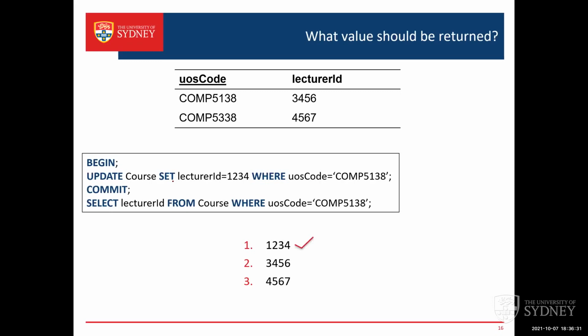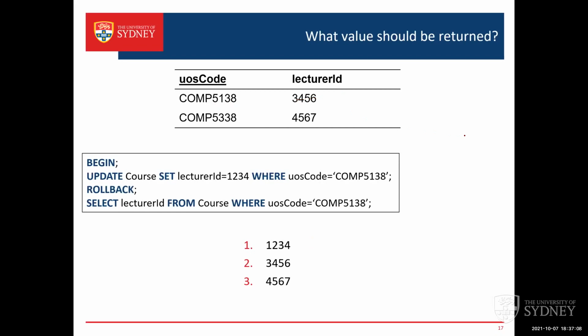Why? Probably understood. Lecturer ID equals 1, 2, 3, 4, where the course equals COMP9138. So for this course, I am updating the lecturer ID to 1, 2, 3, 4, right? And then after that, I am committing. Committing simply means I'm saving everything, right? So this 1, 2, 3, 4 is now saved. Then I'm trying to see what is the lecturer ID there. So select lecturer ID from course where course ID equals COMP9138. Definitely we are going to get 1, 2, 3, 4, right? Excellent. What about this one?